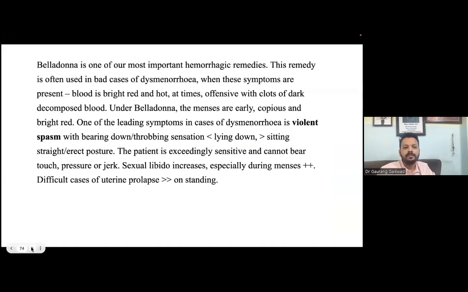Belladonna. The main symptom of belladonna, remember, and I've told you this before, is that the menses feel hot. They tell that there's a lot of heat in the genitals. Belladonna.